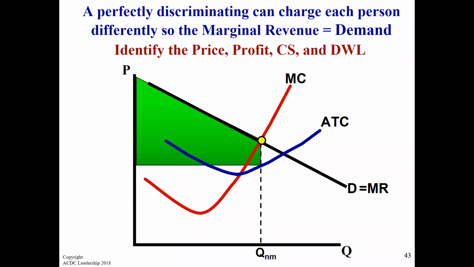Questions on price discrimination? Yes, sir. Why does the price box continue past the MC? What do you mean by the price? The green? Yeah. That's just the profit box. I mean, why does it continue past MC equals demand? Oh, because where MC equals demand, you take it down to the ATC and across. I know, but then wouldn't you draw a line across as well? Across where? I mean, like on the other profit box.